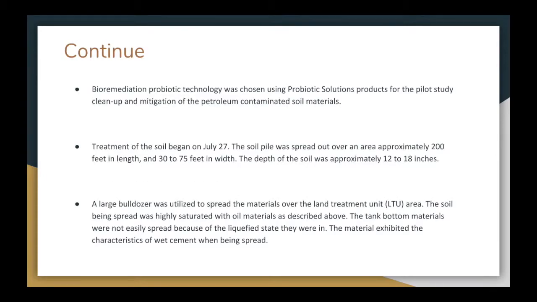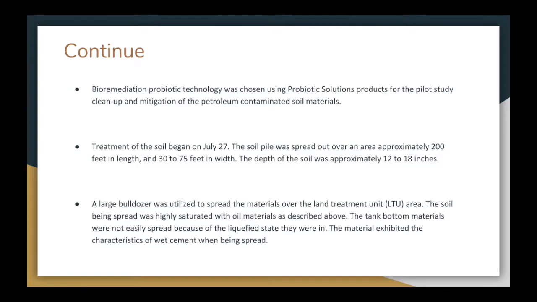Bioremediation probiotic technology was chosen, using probiotic solutions products for the pilot study cleanup and mitigation of the petroleum contaminated soil materials. Treatment of the soil began on July 27th. The soil pile was spread out over an area approximately 200 feet in length and 30 to 75 feet in width. The depth of the soil was approximately 12 to 18 inches. All areas surrounding the pile were protected by an earthen berm.